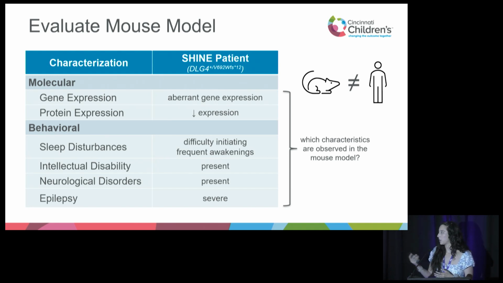So here's what we see in our patient. Our patient expresses the variant gene. Our patient has decreased PSD95 protein expression. Our patient experiences sleep disturbances, has intellectual disability and neurological disorders, and severe epilepsy. All these things are things that we want to evaluate in the mouse model to see, are these aspects that we can actually study in this mouse?